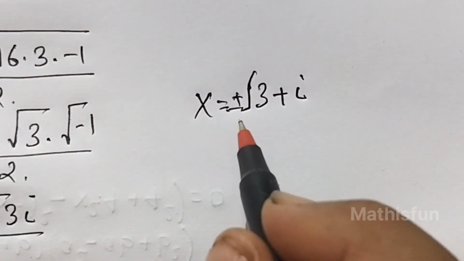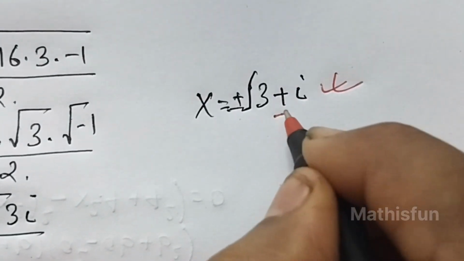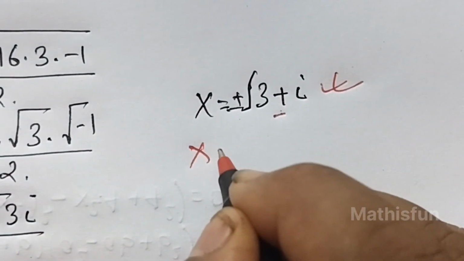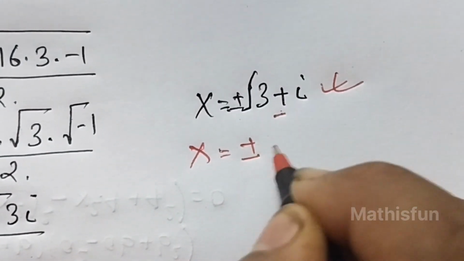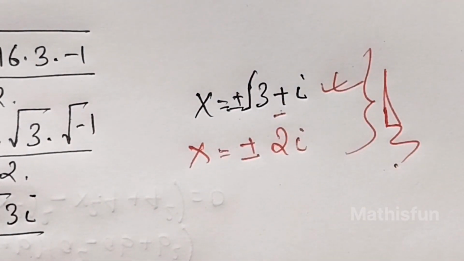So this is the final answer. Another we got, x is equal to plus minus 2i. So this is the answer of the equation.